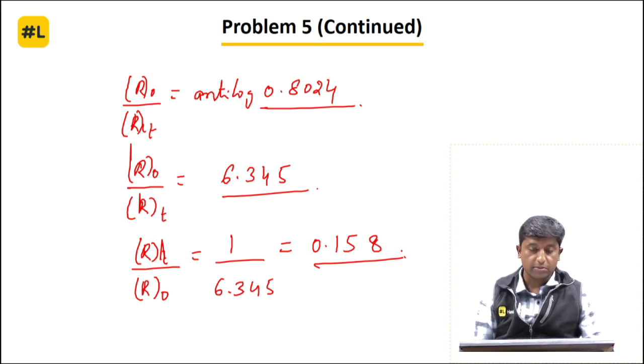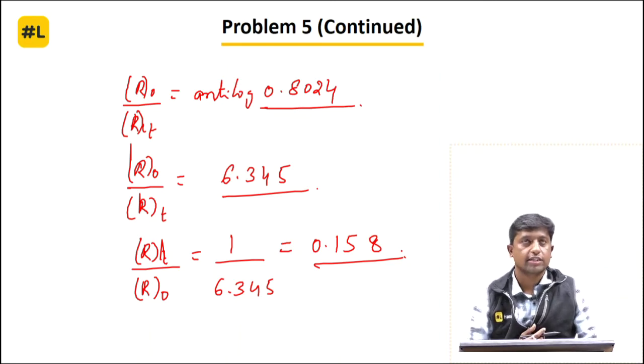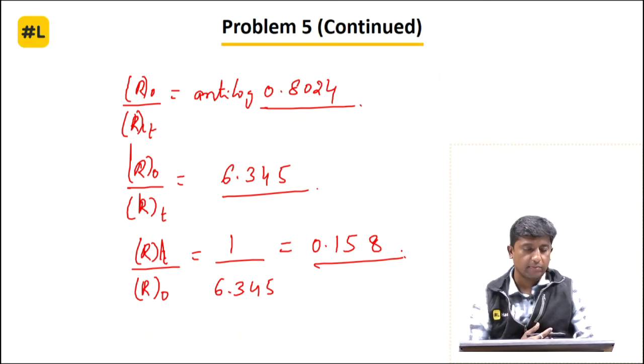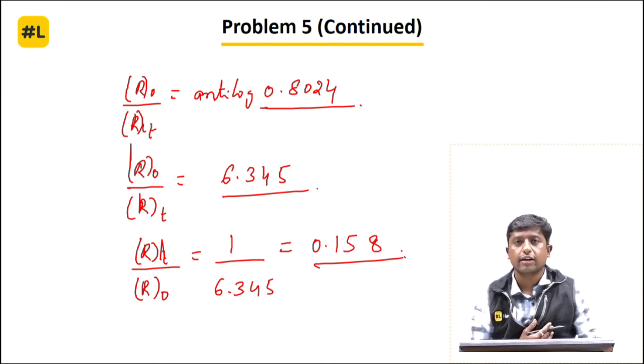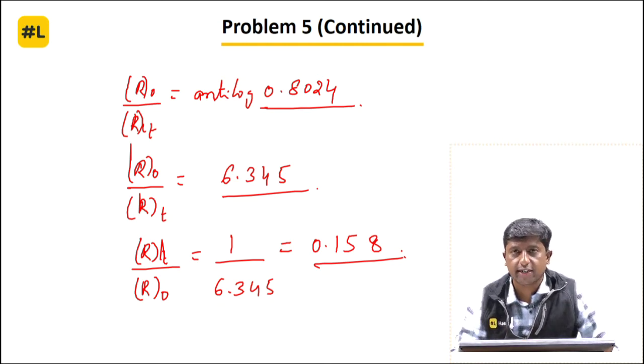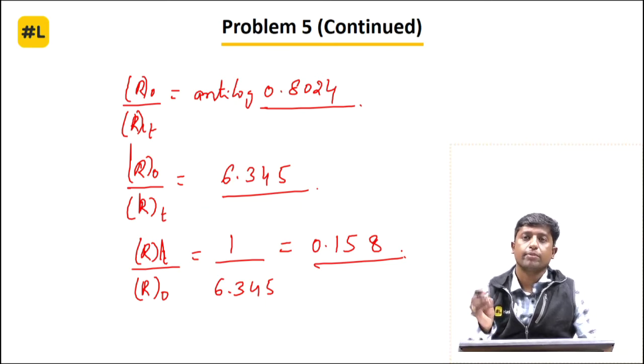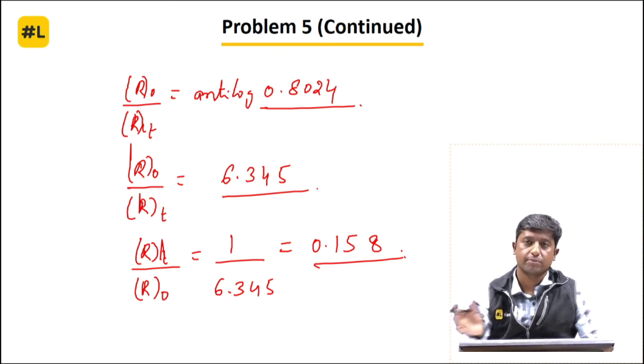So, the problem is based on again the first order rate equation, but they can ask the problem in different ways. They may ask you to calculate the rate constant. They may ask you to calculate the time. They may ask you to calculate the initial concentration. So, depending upon the data, you should know how to substitute the values and get the final answer. Okay then.